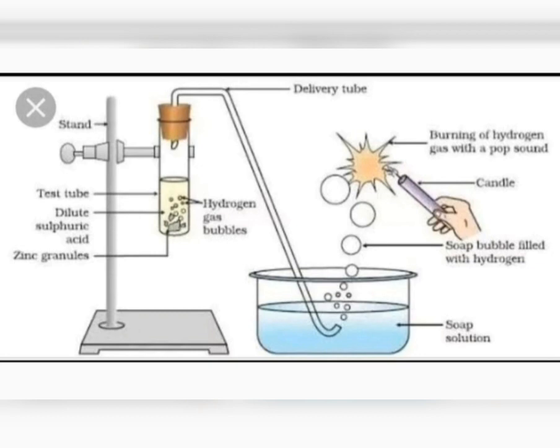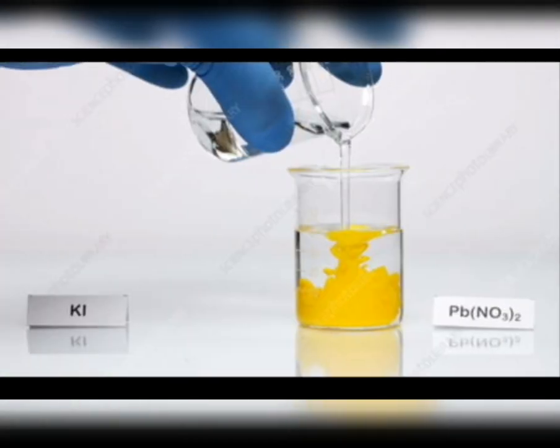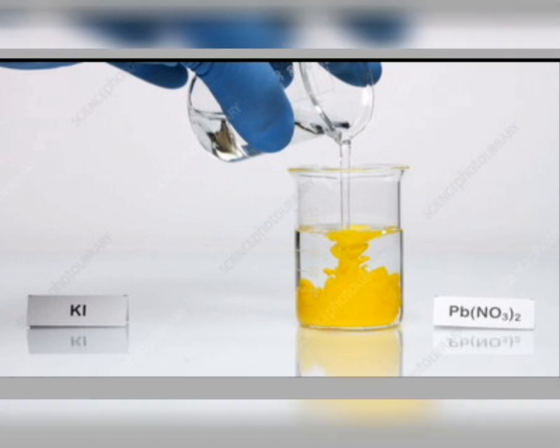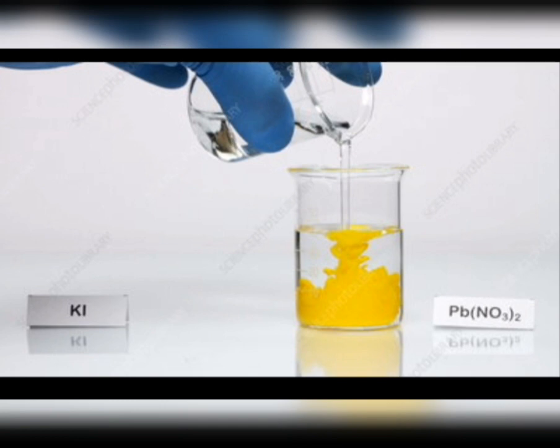Now, many chemical reactions are characterized by the formation of a precipitate. For instance, when potassium iodide solution is added to a solution of lead nitrate, then what happens? A yellow precipitate of lead iodide is formed. So whenever you take lead nitrate solution, say again in a test tube or beaker, and add potassium iodide, you'll observe that a yellow precipitate is formed at once, and that is actually the precipitate of lead iodide.